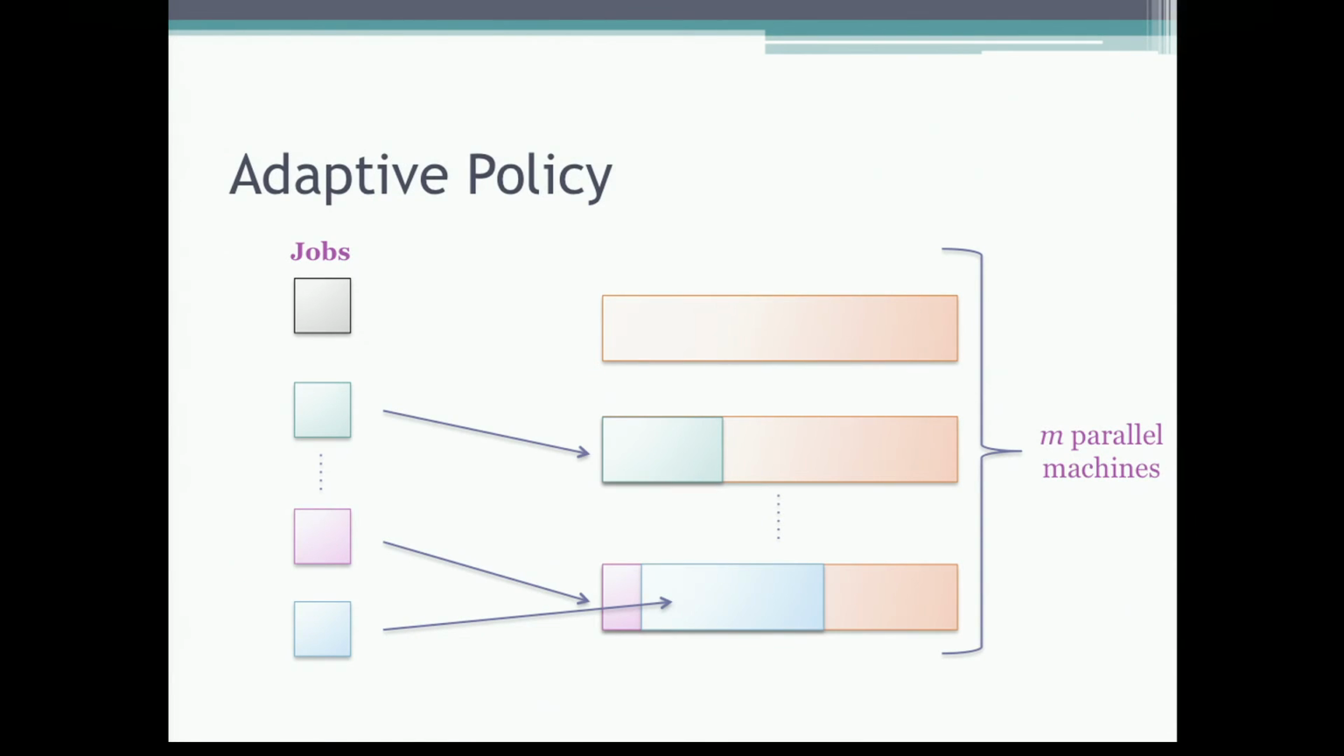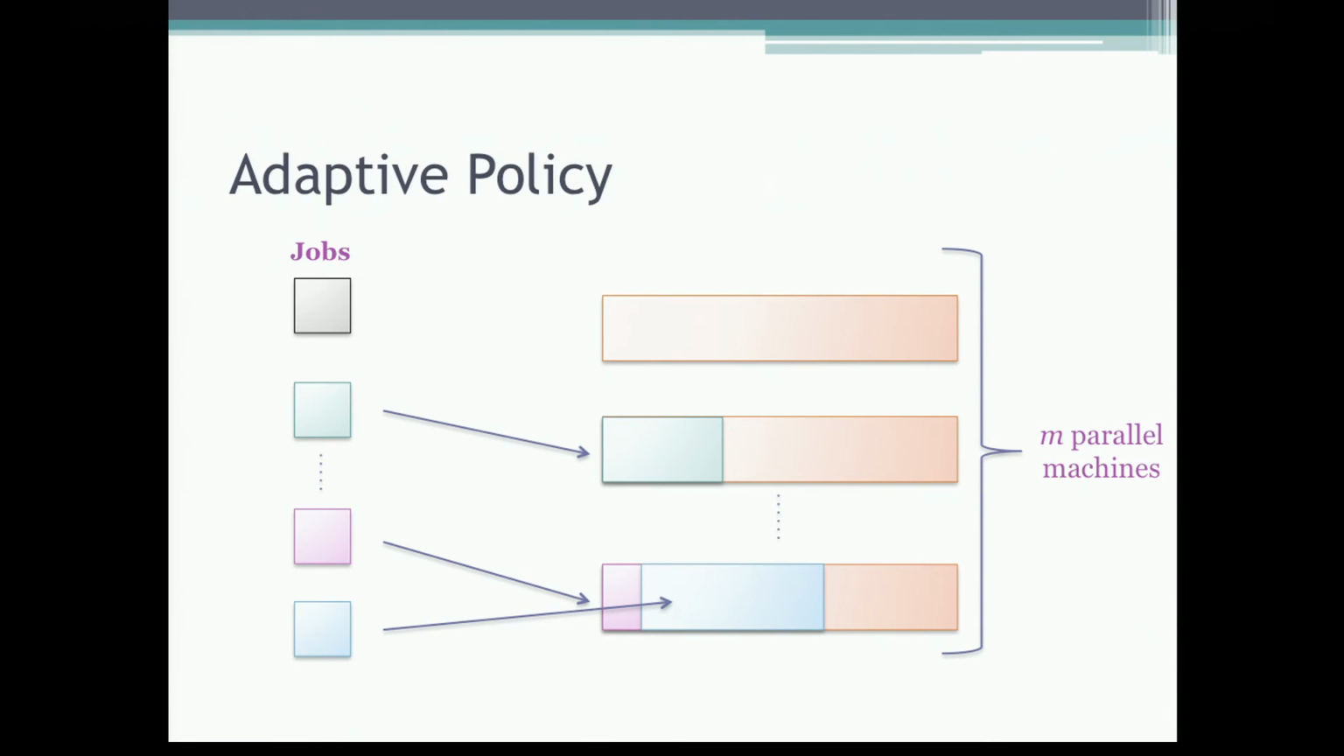Okay, so maybe you place this job here and it took this long. You place this job here, it finished quickly, so you assigned this job here. Maybe it took this long, and so on. Right? So it's an adaptive order in which the jobs are assigned to the machines.